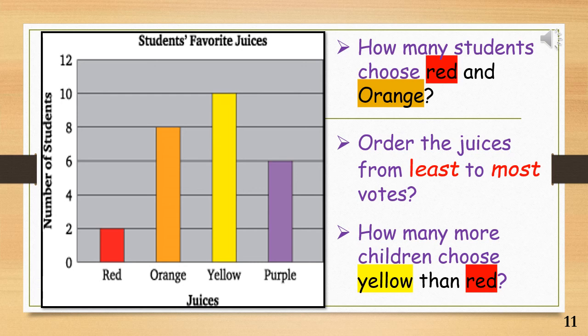How many more children choose yellow than red? Here we need to do subtraction. So the yellow is 10 and the red is 2. Therefore, 10 minus 2 equals 8.